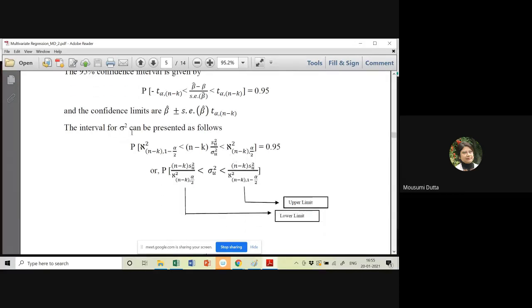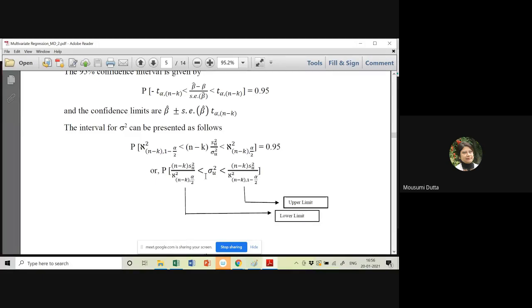The interval for sigma square can be presented as follows: probability that chi square n minus k, 1 minus alpha by 2, is less than (n minus k) u hat square by sigma u square, which is less than chi square n minus k, alpha by 2, is equal to 0.95. And finally, you can do these things. You have to reverse this, so you will get 1 upon, and then if you reverse the entire thing, this part will go to the left, and this part will go to the right.